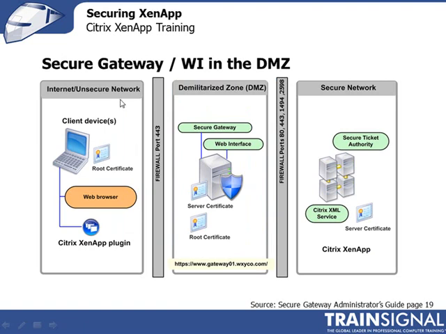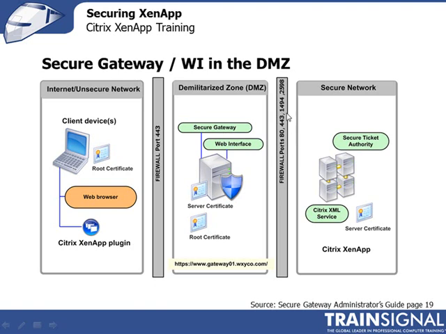Now, the Secure Gateway can be deployed in your environment in any number of different ways. Right now, this diagram illustrates the Secure Gateway and the web interface in the DMZ. Users that are connecting from the outside are going to traverse the firewall. They're going to hit the Secure Gateway, and the Secure Gateway will proxy the connection and secure the connection to the web interface and allow you access to the inside resources.